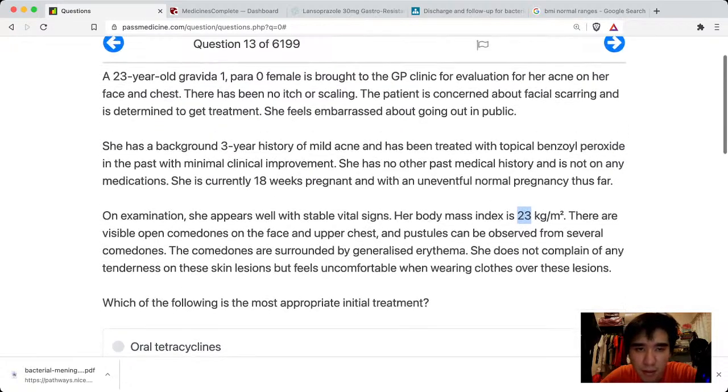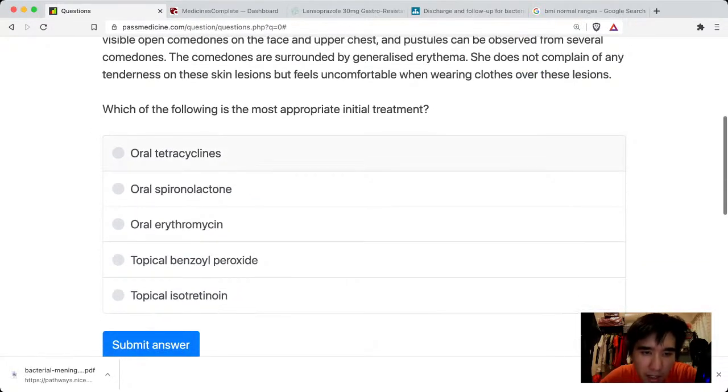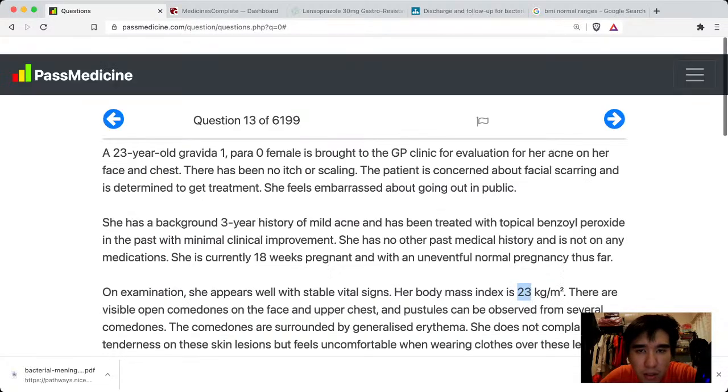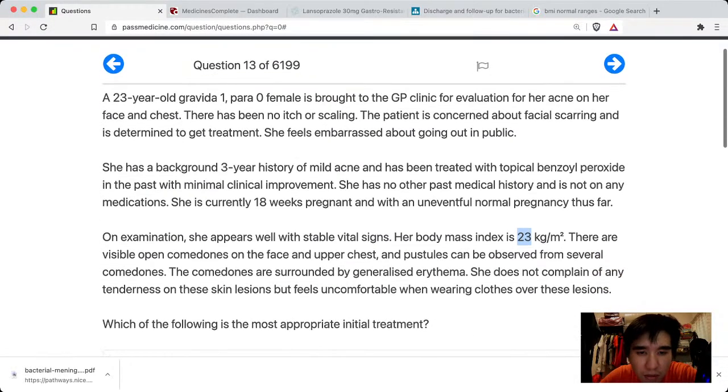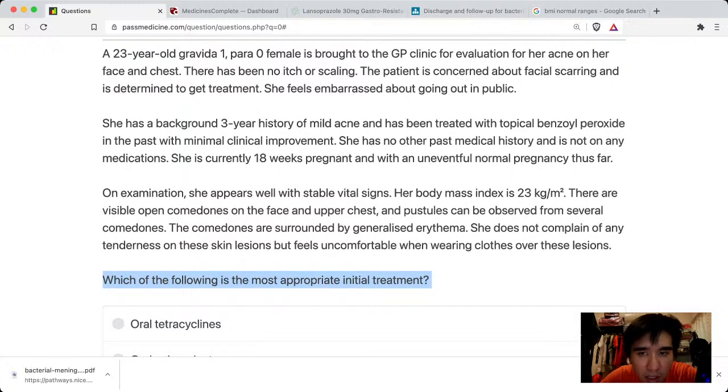So she's pregnant. A lot of medication cannot be used. Isotretinoin is out. Vitamin A is teratogenic in pregnancy. Topical benzoyl peroxide she's already tried. Oh, initial treatment. What severity is her acne? Face and upper chest.